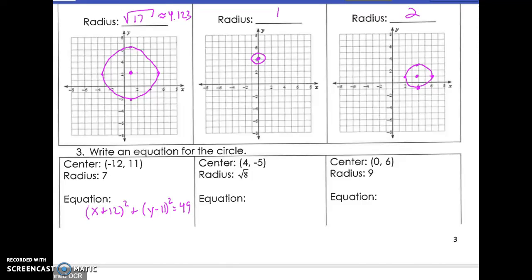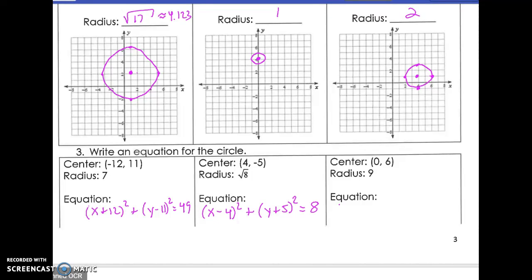The next one would just be (x minus 4) squared plus (y plus 5) squared equals, so this one will confuse a couple of people. The square root of 8, if you square that, you get 8. So that's going to be our number here at the end.